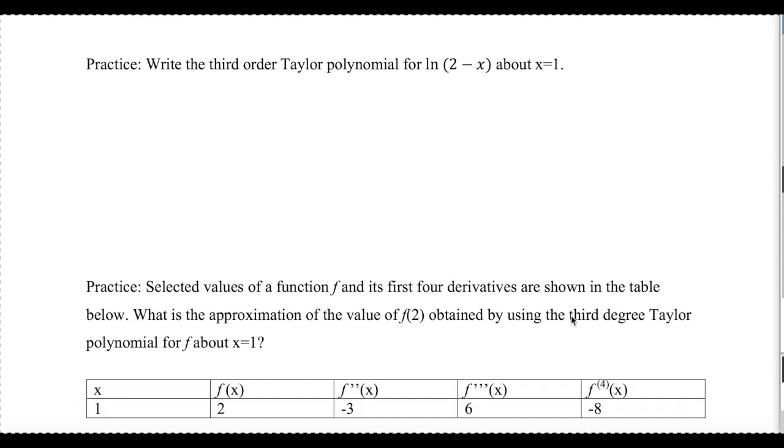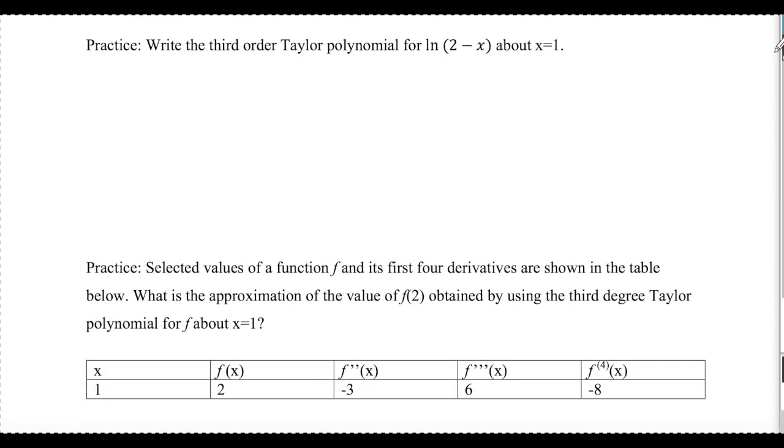Okay. We had 2 more practice ones. One, we just want to write the third order Taylor polynomial. Great. We know how to do this. Again, same old formula. The kth derivative of f at a over k factorial times x minus a to the k. All right. That is our formula.